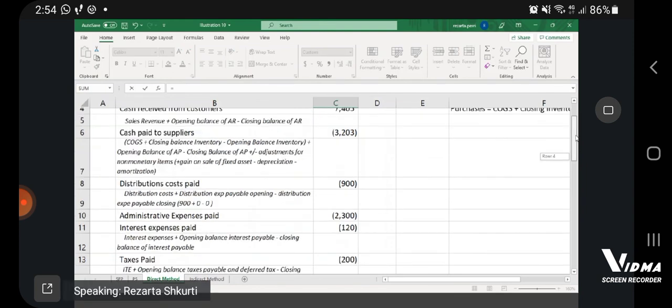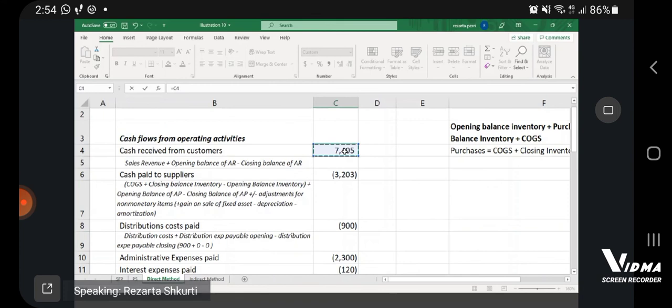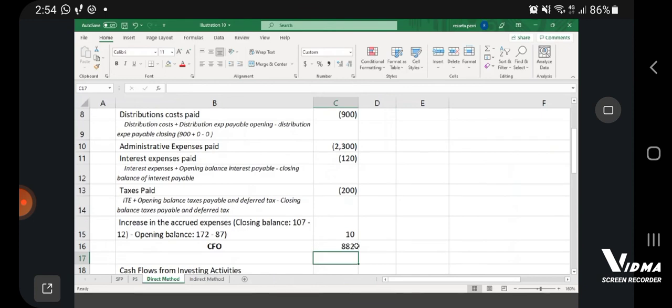So we have a cash inflow from receipts from customers, and then we take into account all the payments done to third parties, like suppliers, like the state as well. Okay.